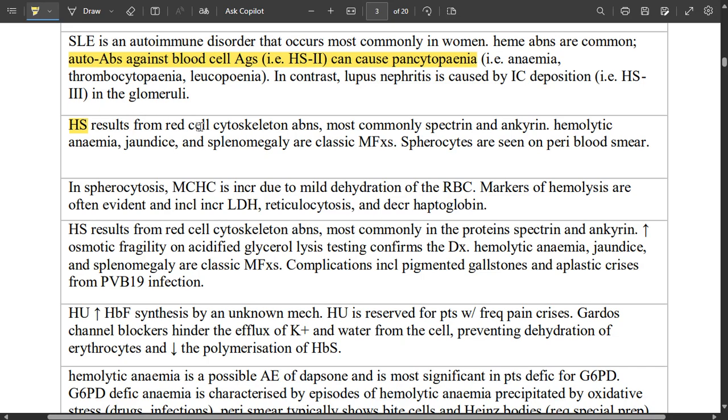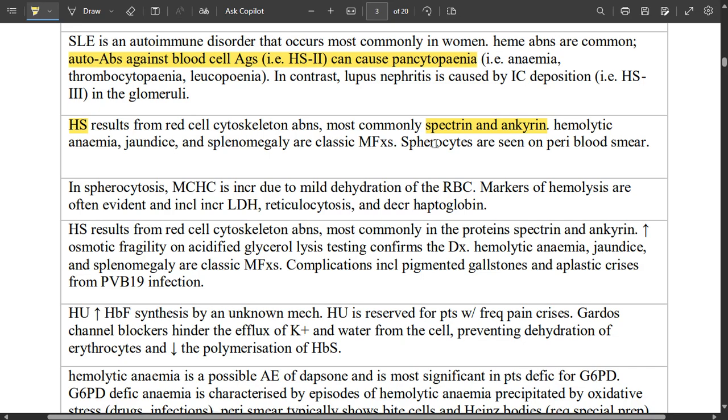Hereditary spherocytosis is from red cell cytoskeleton abnormalities, most commonly spectrin and ankyrin. Ankyrin and spectrin proteins anchor the red cell membrane, but because of defects in spectrin and ankyrin, hereditary spherocytosis can occur. Hemolytic anemia, jaundice, and splenomegaly are classical symptoms. In hereditary spherocytosis there is bursting of RBCs, causing decreased RBCs, that is anemia. Jaundice and splenomegaly are classic manifestations.